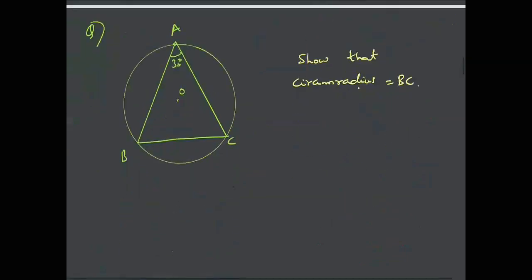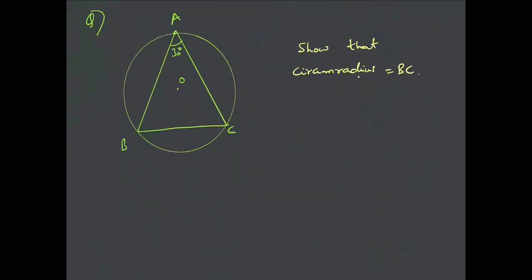Yes, so let us move forward. Solve this question. Here you need to prove that side length BC is equal to the circumradius of the triangle ABC. What is the circumradius of triangle ABC? It is nothing but the radius of the circumcircle.